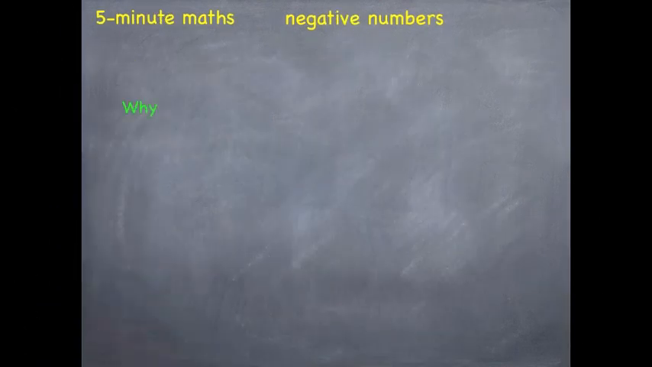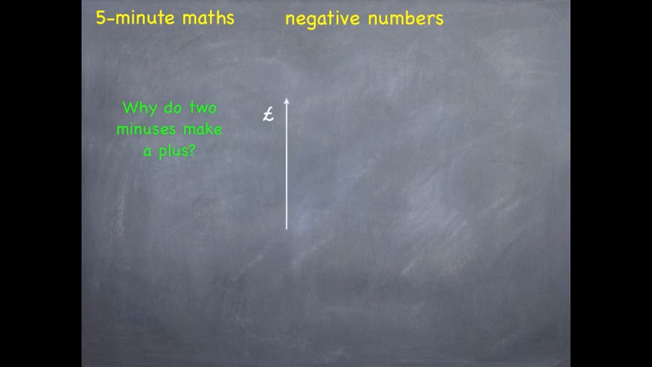Now, what about this rule? Why do two minuses make a plus? Well, here's how I make sense of it. This chart represents my bank balance. Unfortunately, the bar is below the line, showing that I have an overdraft, so my balance is negative. Let's say it's -3 pounds.